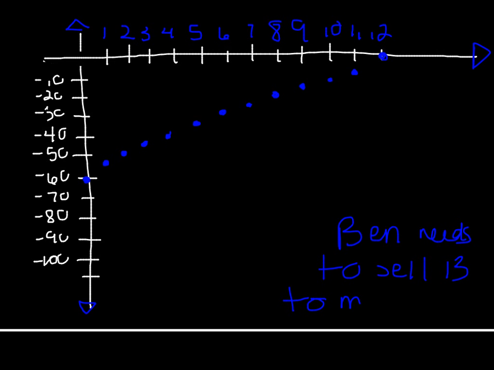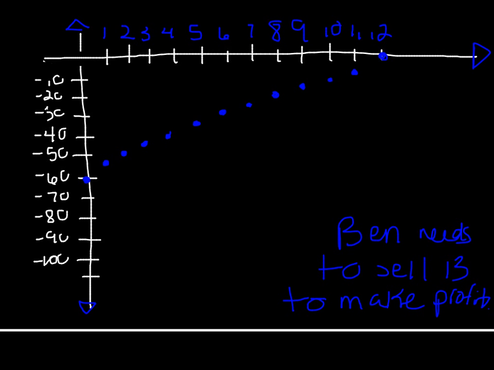Okay, so does that make sense? Because at 12, he would just be breaking even. He would not have made any money yet. So he wants to sell 13, and then he would have made $5. So let's do Peyton's equation. We'll do it on the same graph.